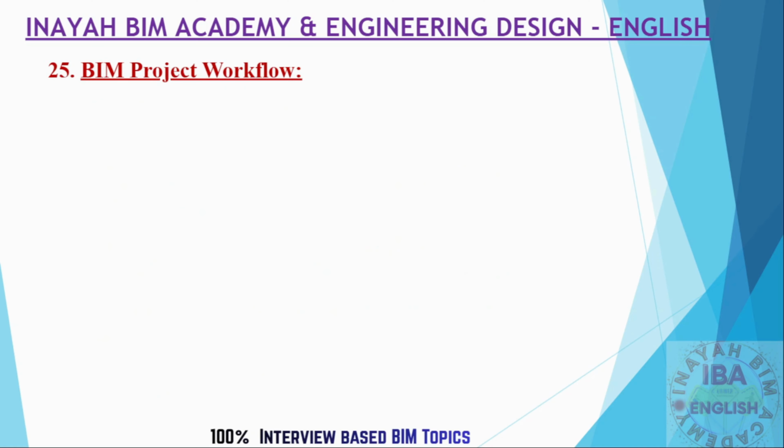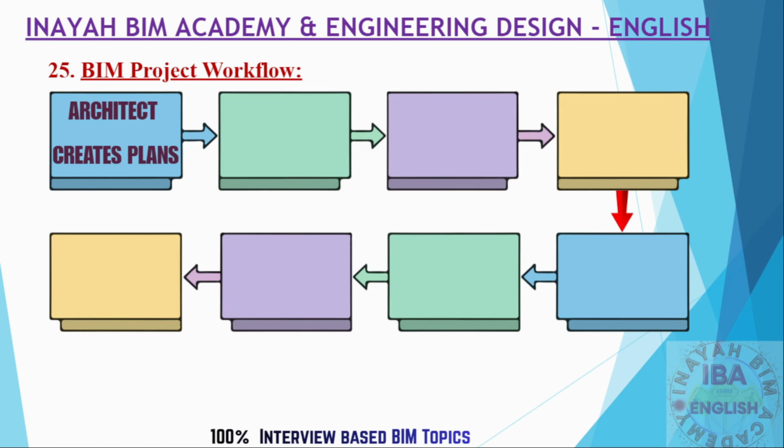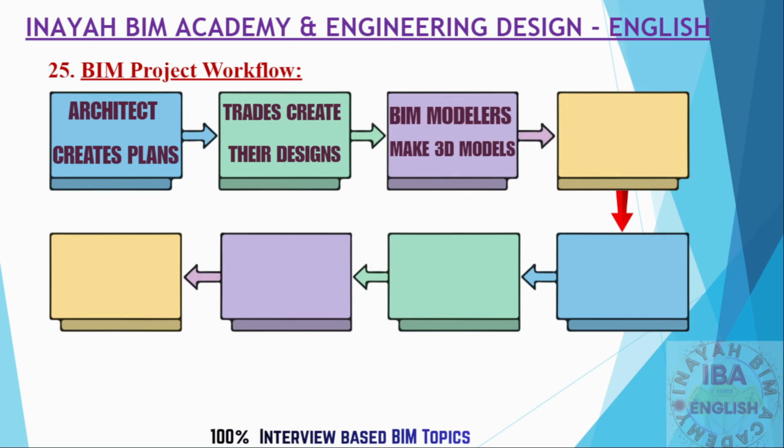Many times it is asked, can you explain a BIM project workflow, or how do you start a BIM project? So initially, the architectural team or the architects create the plan. Then based on that, all other trades like structure and MEP create their designs. All these 2D drawings are sent to the BIM modeling team where BIM modelers make 3D models. They will use any BIM authoring tools like Revit or Tekla, etc. And then finally, they combine all the models and create a federated model.